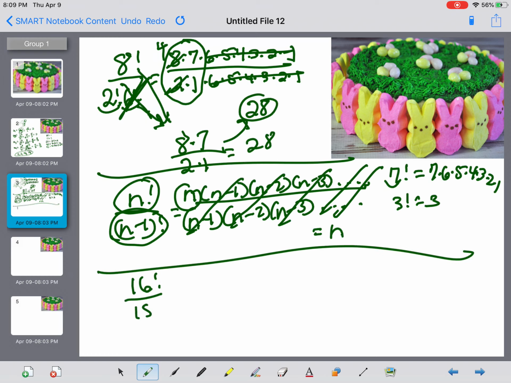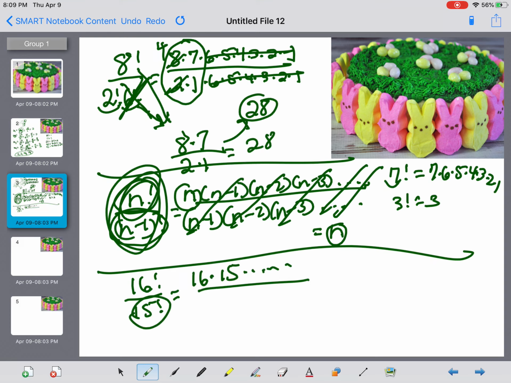All right, to back that up, what would happen if you had 16 factorial over 15 factorial? According to this, I should just have 16. This gives me 16 times 15 on down, and this gives me 15 factorial on down, 15, 14, 13. These cancel out, and I just have 16 left.